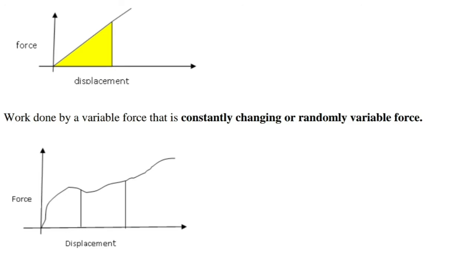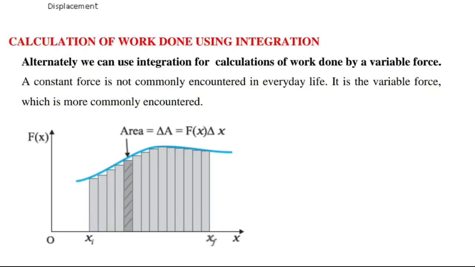In the case of a variable force, the force changes its magnitude continuously. That means in a continuous manner the magnitude of the force is changing. Such a force we call a variable force. Now we will discuss how to find work done by a variable force. As we stated, it's enough to find the area. So how can that be done?